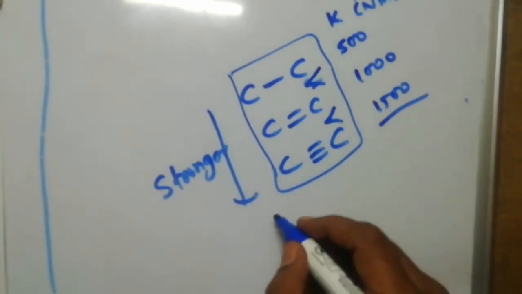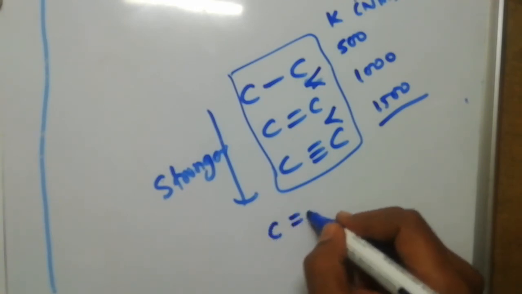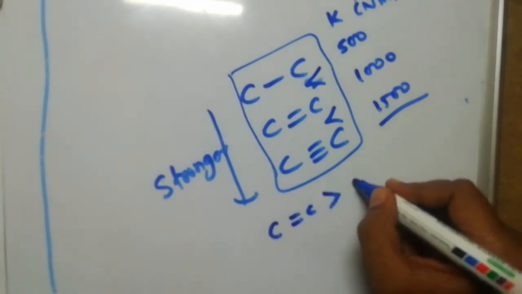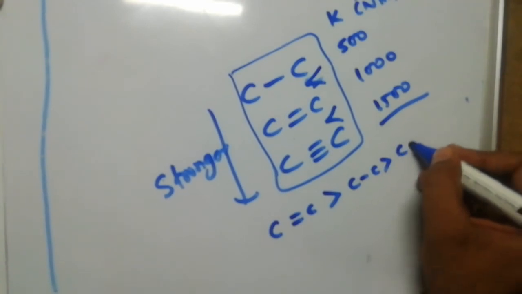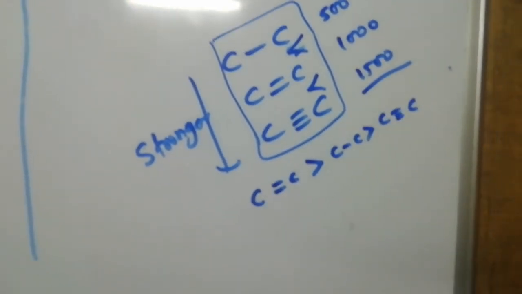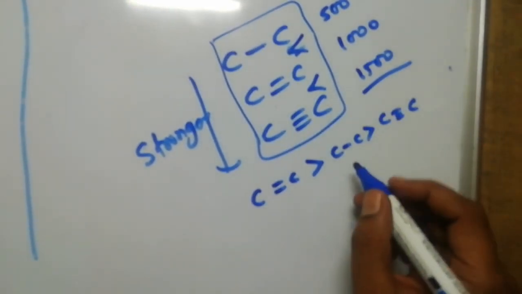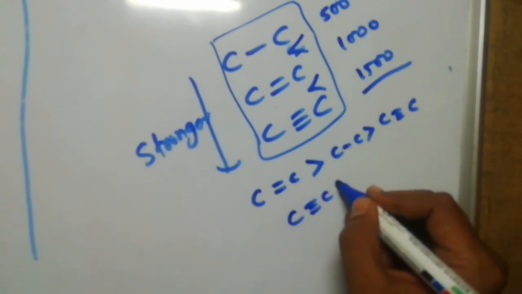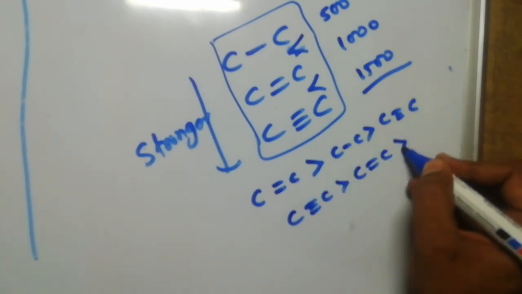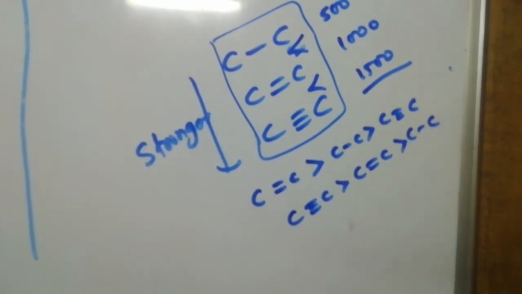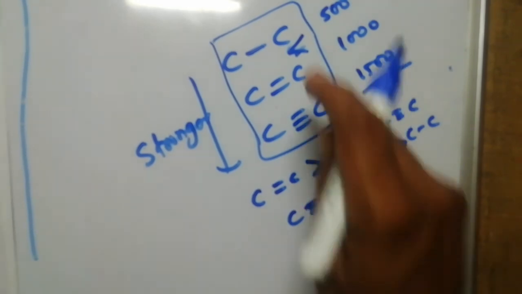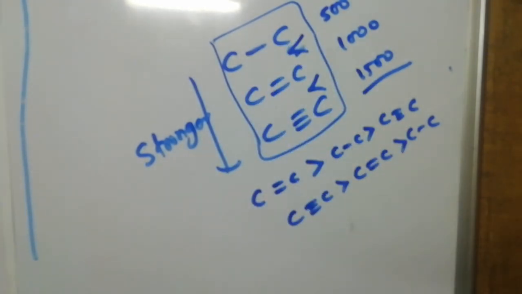So you may be given an MCQ asking the correct order of the force constant: carbon-carbon double bond, then carbon-carbon single bond, and then carbon-carbon triple bond. The correct order is what? Carbon-carbon triple bond, then carbon-carbon double bond, and then carbon-carbon single bond. So there can be an MCQ based on this particular question.